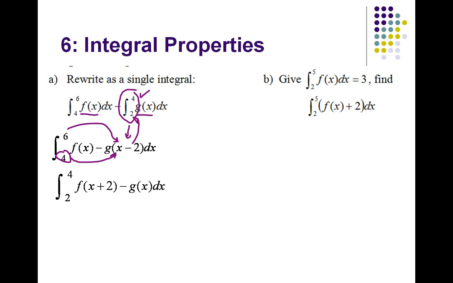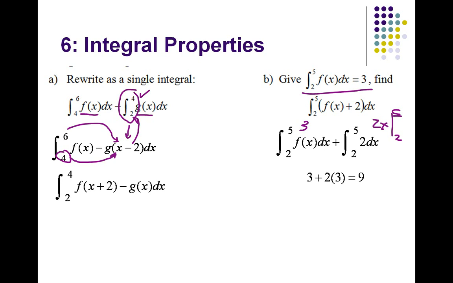Real typical kind of a problem is part B. You've got to break up the integral. So it's the integral from 2 to 5 of f of x plus the integral from 2 to 5 of 2. Well, they gave us this one. They told us this equaled 3, so I already know that one's 3. This is a rectangle. So you could do the antiderivative, 2x evaluated from 2 to 5, but I think it's easier just to realize it's a rectangle with a height of 2 and a base of 3. So we get 6 plus 3, that equals 9.